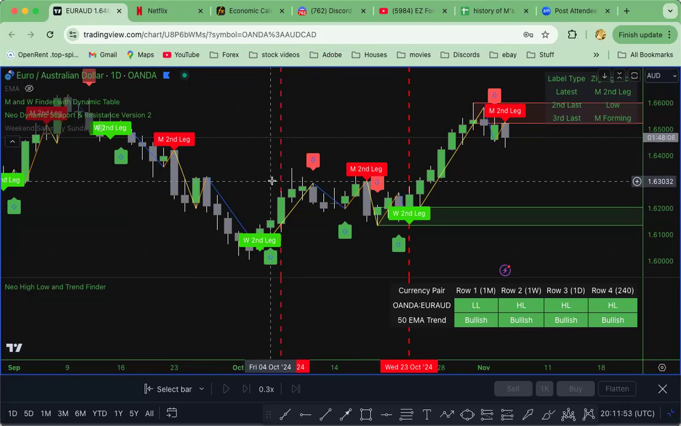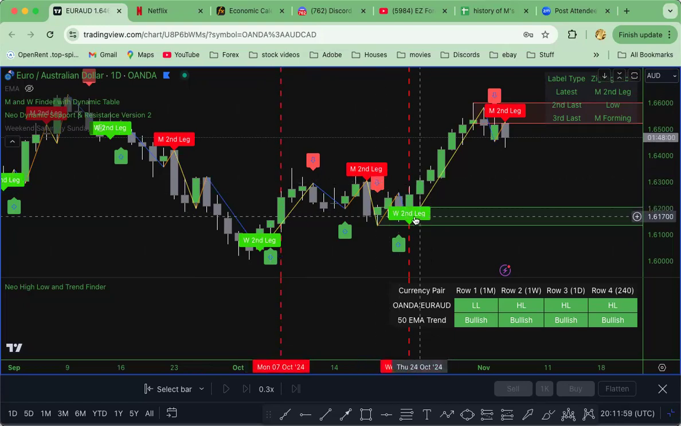And then your stop loss can always be, if you find a good entry time frame, underneath the W or M second leg. So not only did I showcase a product in this, I also gave a small basic idea on a scalping / day trading strategy. And on top of that, I also broke down the Neo high and low trend finder and how I use it.